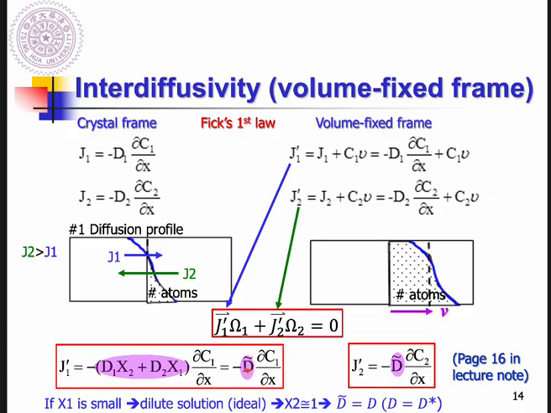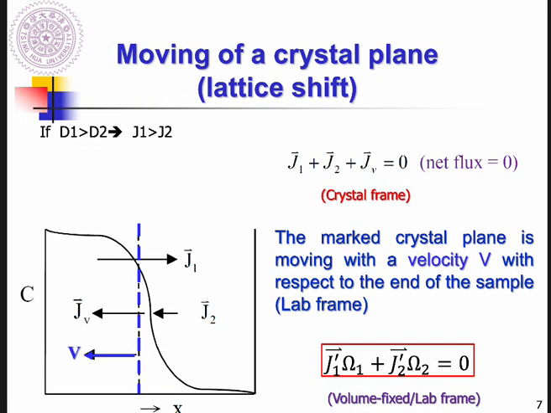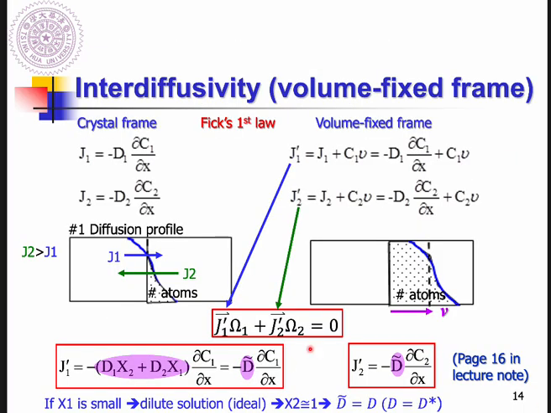So we get the interdiffusivity D expressed as D1x2 plus D2x1. This relationship we introduced in the slide: the Matano crystal plane is moving with velocity v with respect to the lab coordinate, and this is what we call a volume fixed lab coordinate. You can use this relationship. So back to here, we know the interdiffusivity is related to the intrinsic diffusivity.